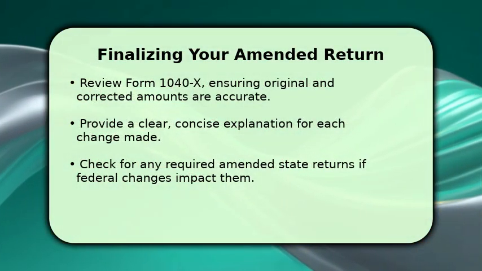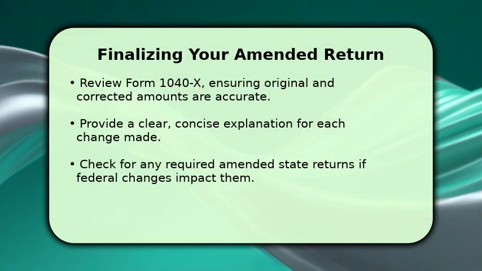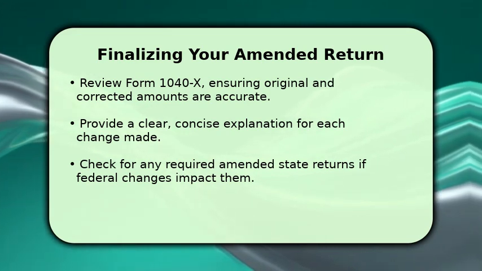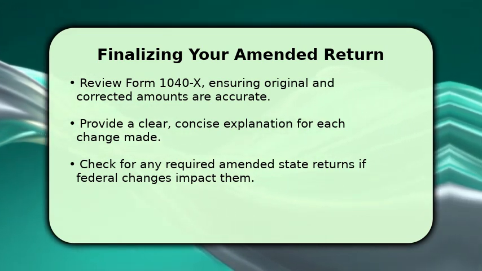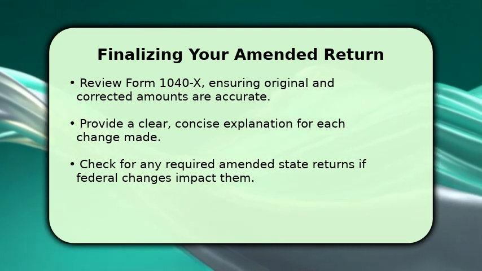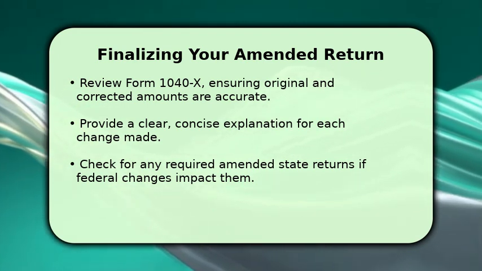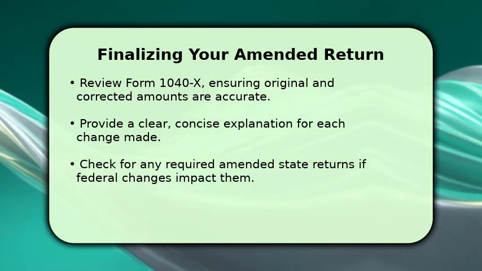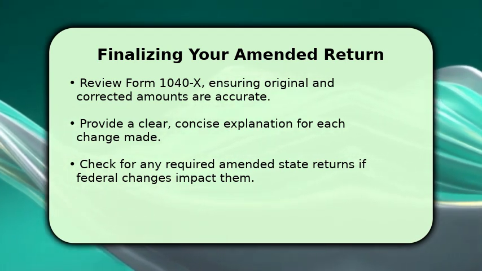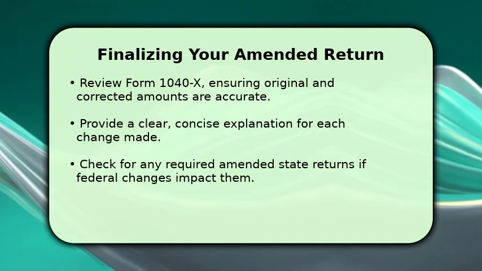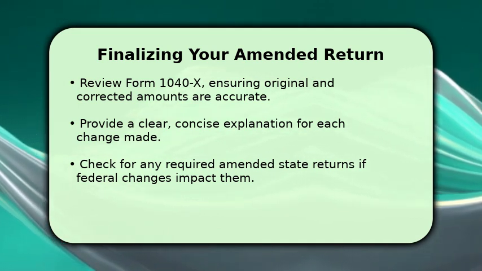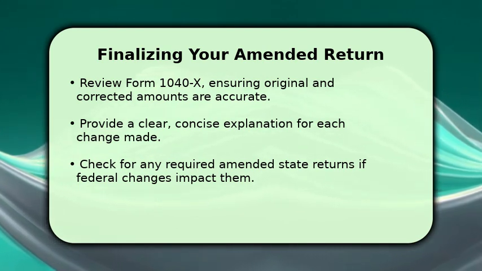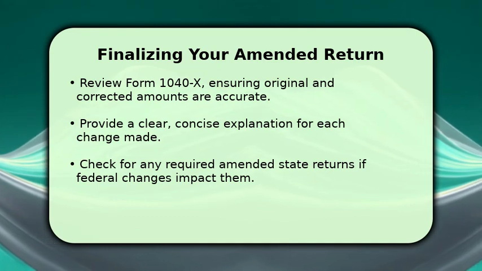After making your corrections, carefully review Form 1040X. This form has 3 columns: original amounts, net changes, and corrected amounts. Ensure these figures align with your updated information. Next, you'll need to provide a brief, clear explanation for each change you made. If your federal amendment impacts your state taxes, remember to also prepare and file an amended state return. TaxSlayer will guide you through these steps to ensure everything is properly documented.